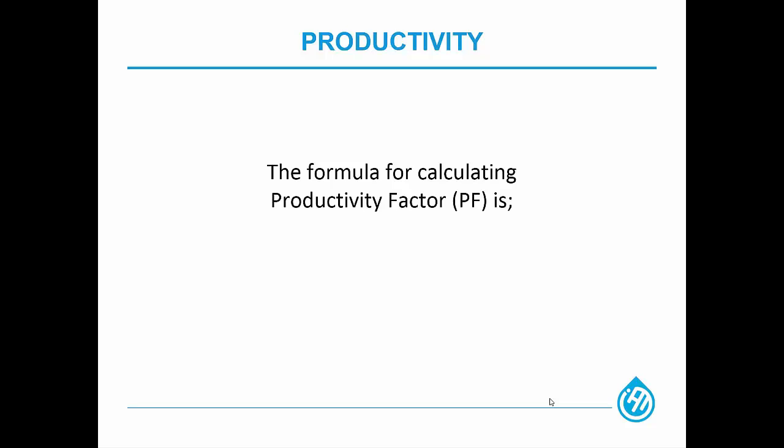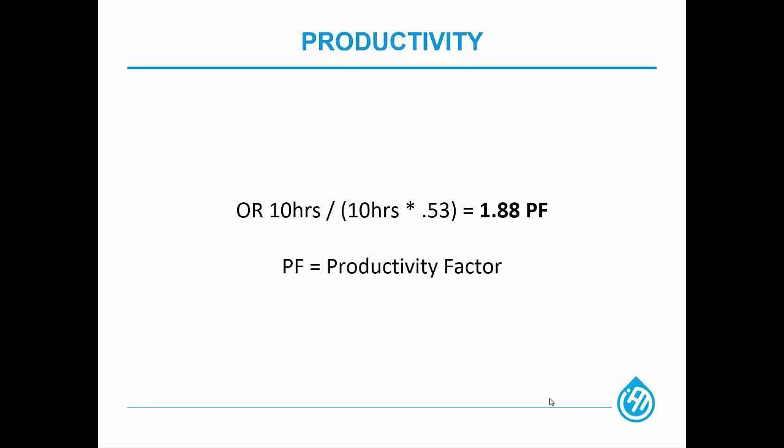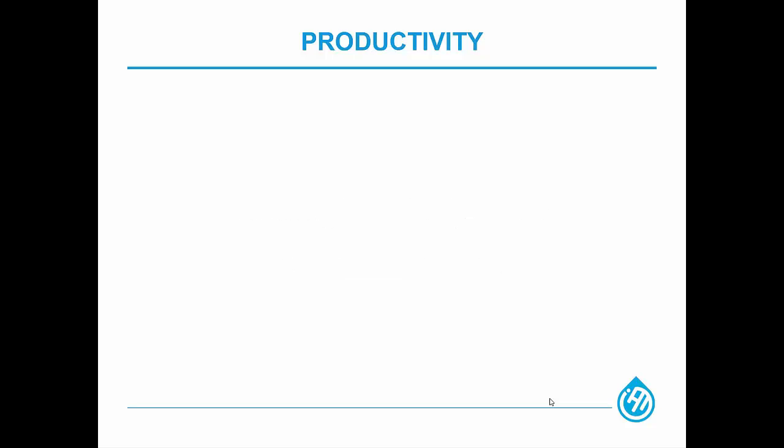Now the calculation for determining productivity factor is you must first multiply the length of the shift by the achievable productivity, and then divide the length of the shift by the sum of that multiplication. So in our example, 10 hours equals 1.88 as your productivity factor. Now 1 is the optimum, so here we're nearly twice as inefficient as we could be.